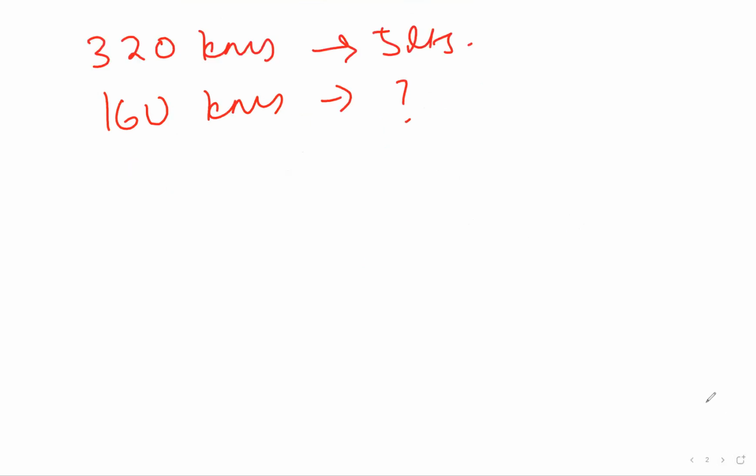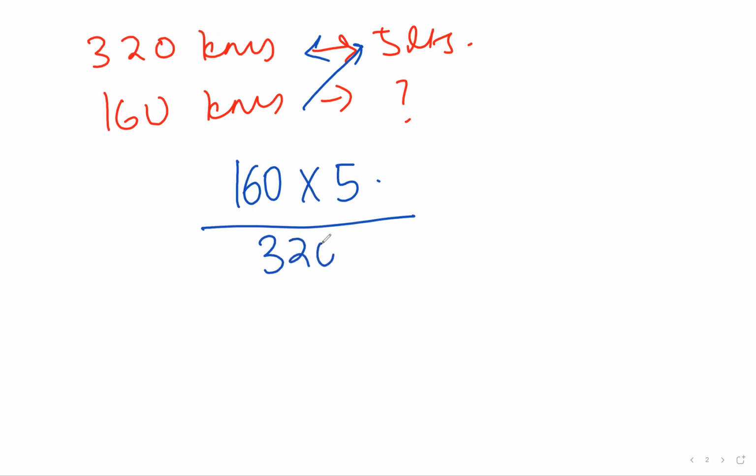Next, see, 320 kilometers in 5 liters. 160 kilometers will need how many liters? Definitely more kilometers, more petrol needed. Less kilometers, less fuel needed. Right? So it is a direct relation. So again, straight away cross multiplication. 160 multiply by 5, divide by 320.